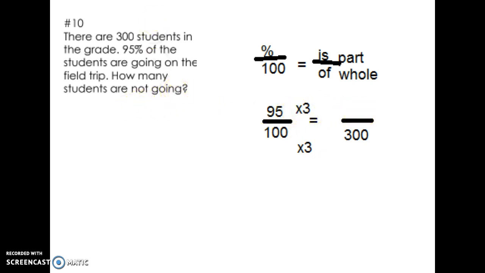But we're not trying to figure out how many students are going. We want to figure out how many students are not going. So once you figure out that number, you're going to have to subtract it from 300 to figure out how many are not going. Let me highlight this, because we're looking for are not going. That's the key there. So I'm helping you pretty significantly here. Hopefully you guys can figure out the rest. All right, that's number 10. If you don't, ask a question tomorrow and we'll hopefully be able to answer it for you. All right, that's it for Tuesday.